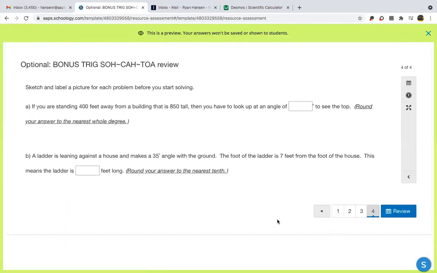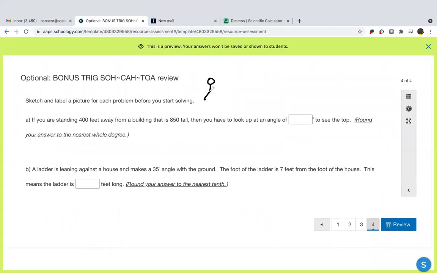Problem 4. Okay, problem 4 is 2 problems in one, 2 separate problems. Part A and part B, they're completely separate. They're independent. Okay, part A, 4A, says, if you are standing 400 feet away from a building that is 850 feet tall. Okay, I'm no artist, but I can make a crude little drawing. Here's me as a stick figure. And off in the distance is a tall building. Is this drawn to scale? No, I don't really care.